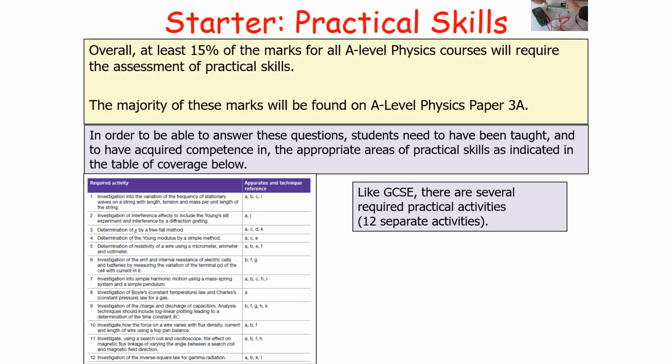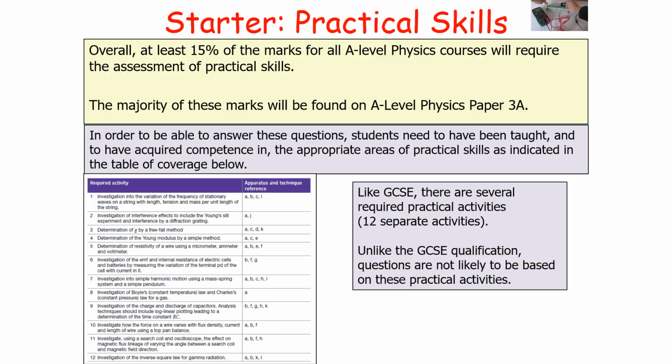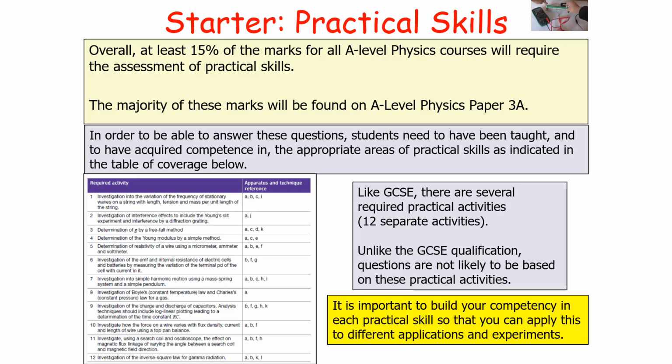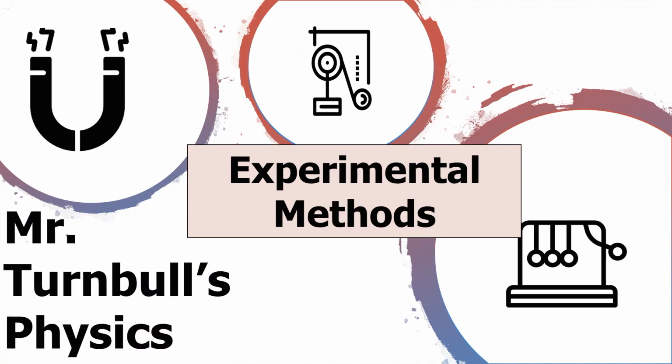Now like GCSE there are several required practical activities, 12 separate experiments you must have carried out and understand the processes behind. But unlike the GCSE qualification, questions are not likely to be based on these practical activities, but rather on the skills you acquire in them. So it's important to build your competency in each practical skill so that you can apply this to different applications in different experiments. So let's have a look at experimental methods.